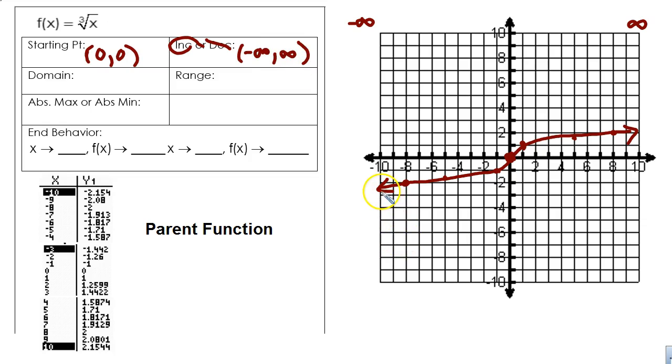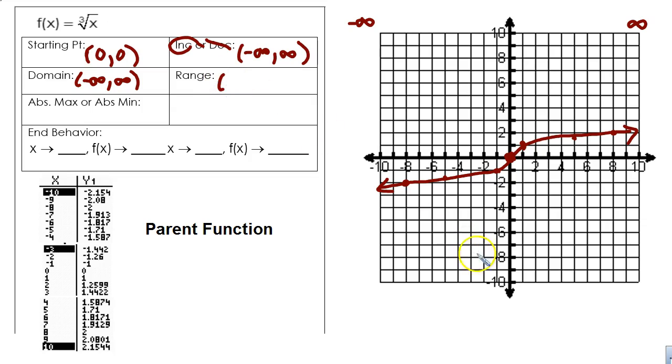Now we get to domain. There's an arrow down, and I'm sorry, we're talking about domain. That's left and right. There's an arrow on the left and an arrow on the right. So there are x values forever in both directions. Negative infinity to positive infinity are all real numbers. For the range, there's an arrow down. There's an arrow up. In both directions, we're going forever.